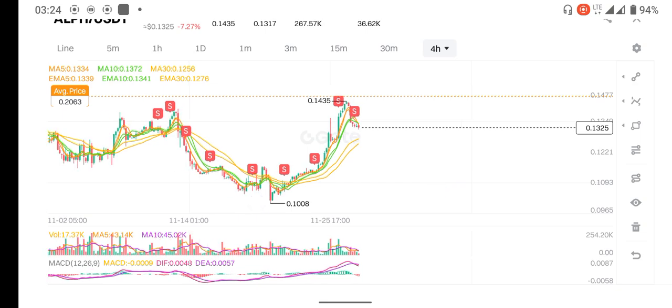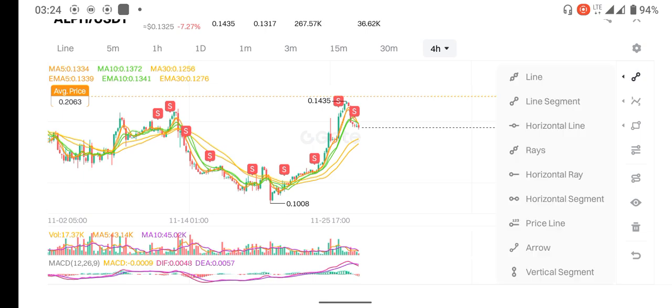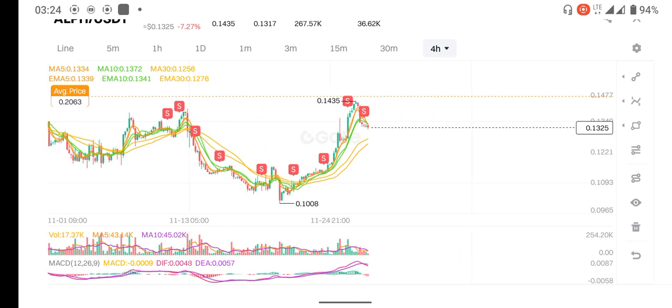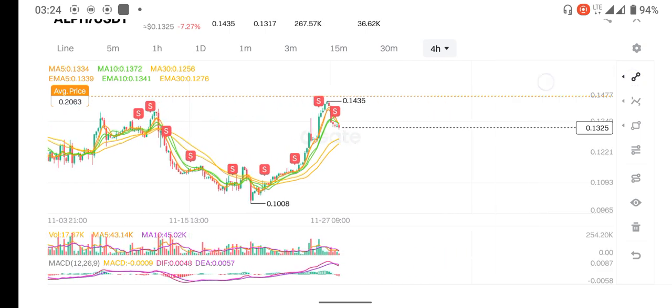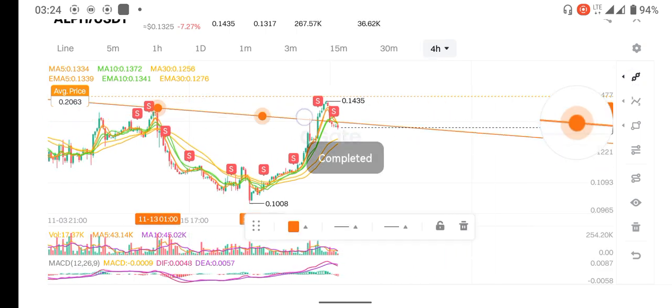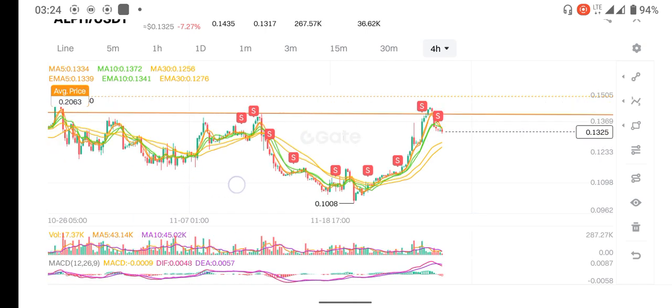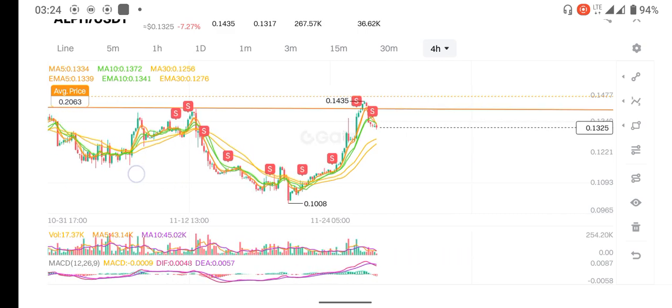Okay, so let me pull out my Fibonacci retracement. You can see we have this level here, we have this level. This is a resistance point that is being tested again. Let me draw the line so you can see what I'm saying clearly. You can see the resistance is being tested again and again. The market doesn't lie, it repeats itself.